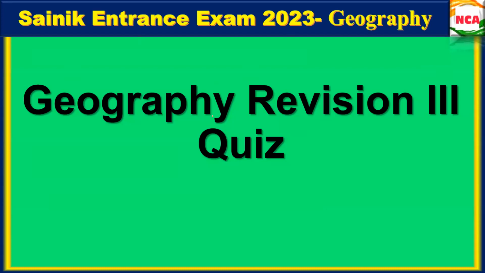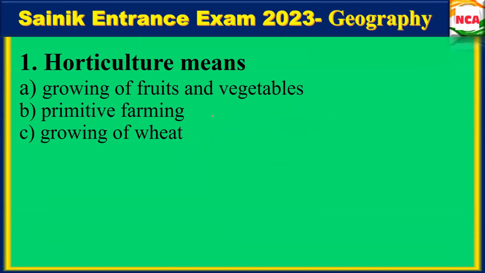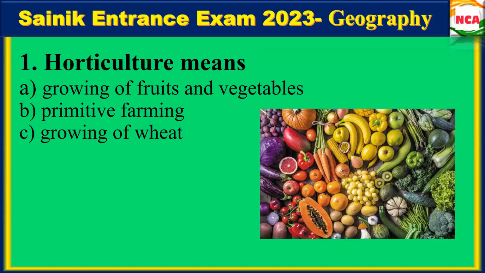First question. Horticulture means growing of fruits and vegetables, primitive farming, growing of wheat. What will be the answer? Yes, Dhananyashri, tell me. Ma'am, A option, growing of fruits and vegetables. Yes, very good. It's growing of fruits and vegetables, okay? We have different cultures as well. Can anyone tell me what are the different cultures?